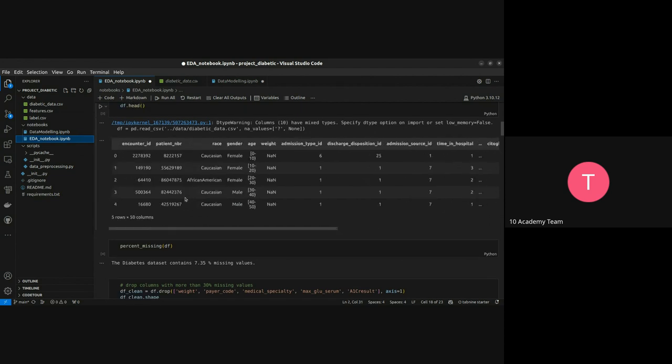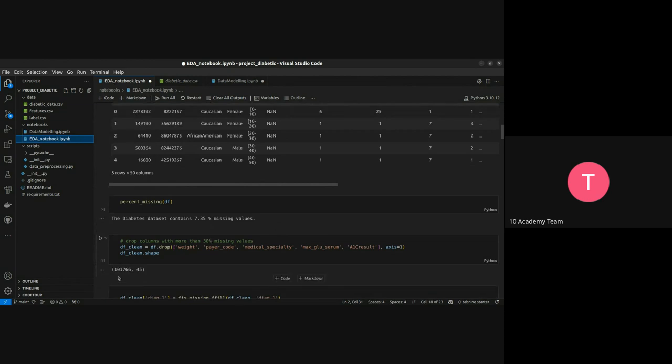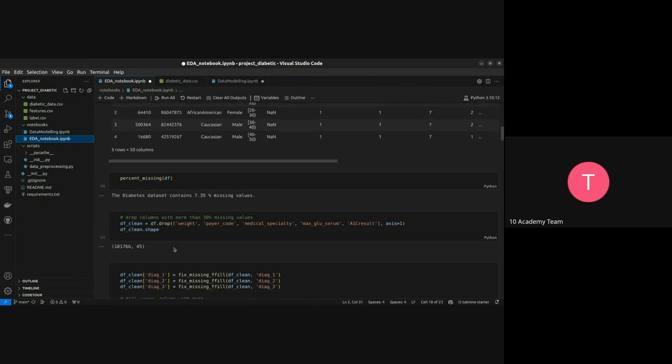I think I've already seen this one. So the number of missing values is 7.35, which is a lot. The number of data is 101,766, but we're going to drop the columns that have a missing value greater than 30%. This is just a best practice, because if a column has a missing value that is more than 30% compared to the whole, imputing it is not going to be fair and it's going to have a bias. So that's why we dropped this, because you cannot just guess or impute someone's weight depending on other things.